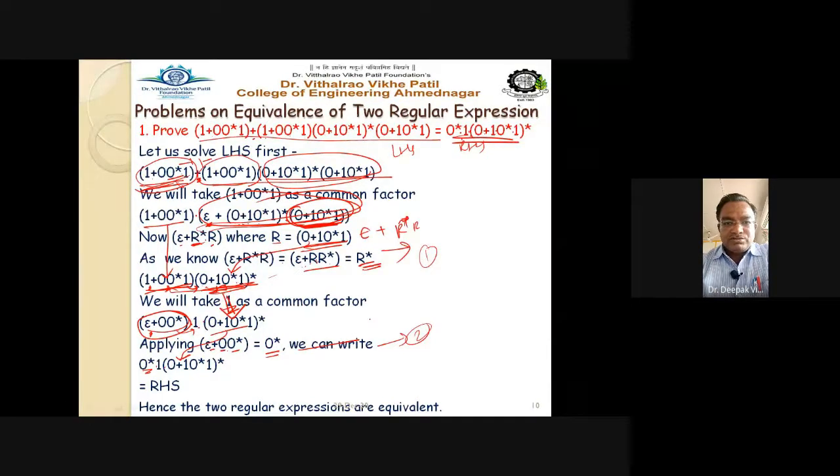Getting this point? This is the way we solve the problems. This is the equivalence problem, meaning we have to check whether the two regular expressions are equivalent or not. That we have checked here, right? Now let us see another example.